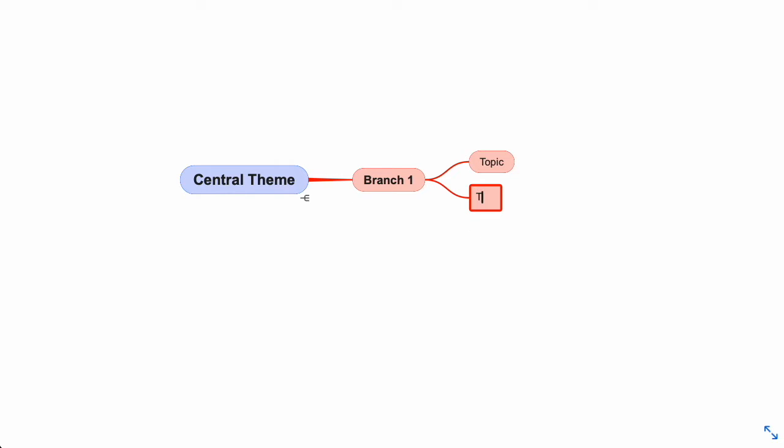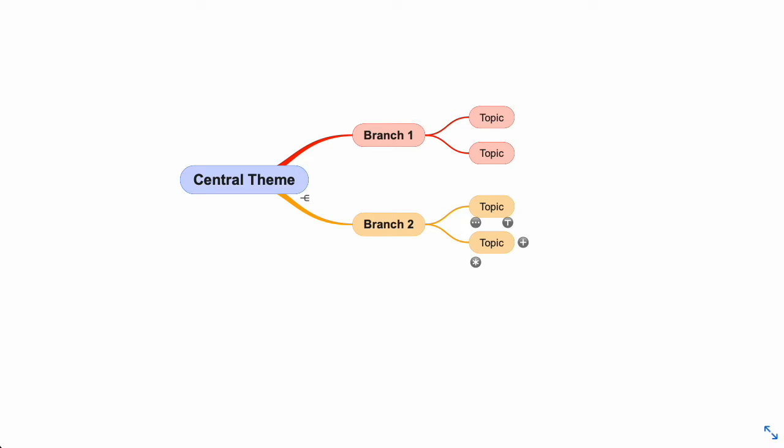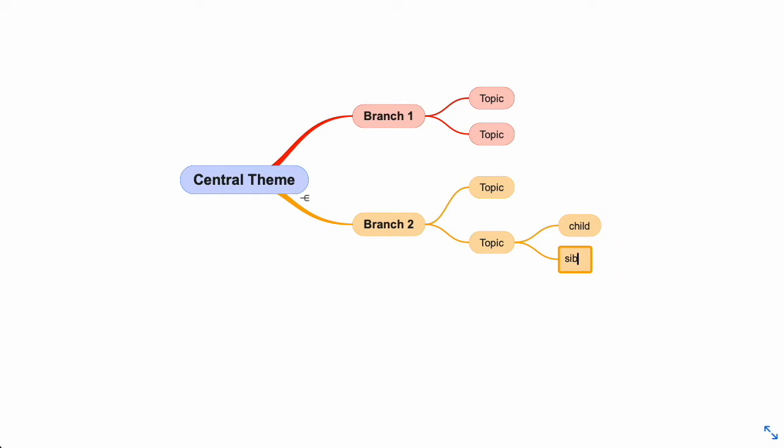Sibling topics are ideas that are on the same level as the selected topic. To add a sibling topic, select the topic and use the Add Sibling tool, like so. If you use an external keyboard, you can also use Tab to add a child topic and Enter to add a sibling topic.